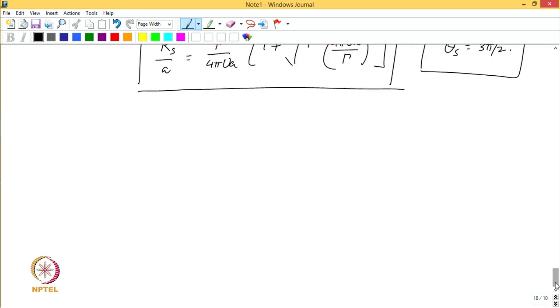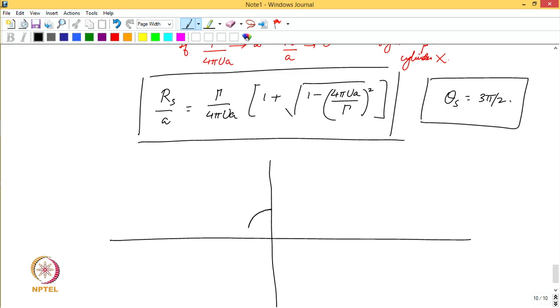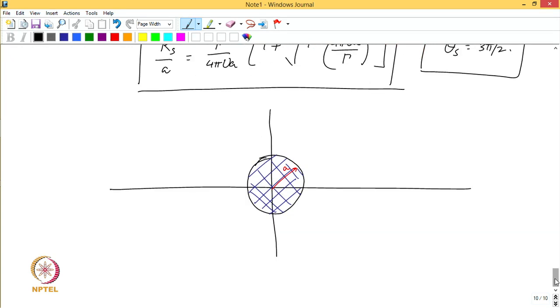Physically, if we draw this again, this is our circular cylinder, right, which is of radius a. Now, the stagnation point has moved downwards and it would be located somewhere here. Okay, its theta s corresponding to 3 pi by 2 is on this line.